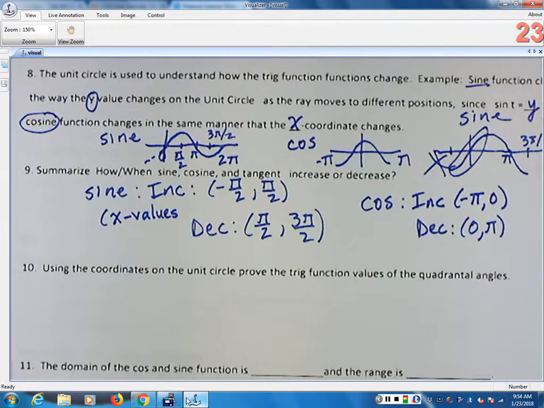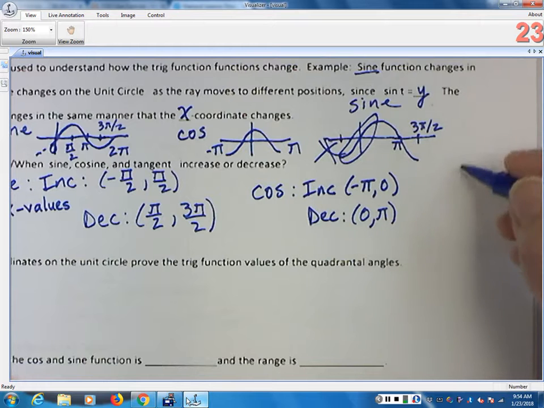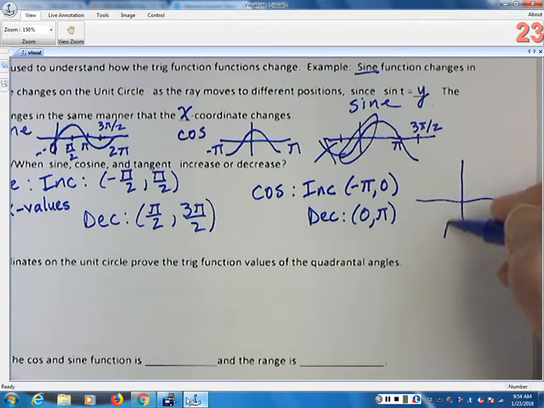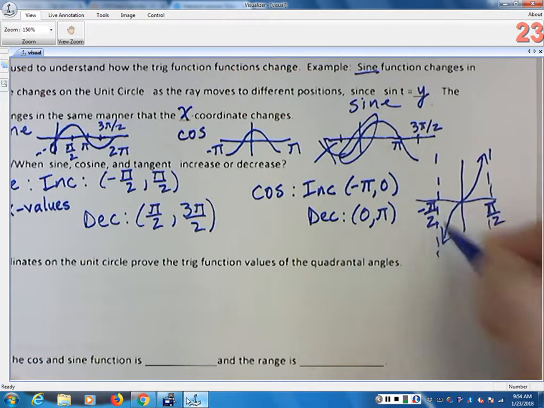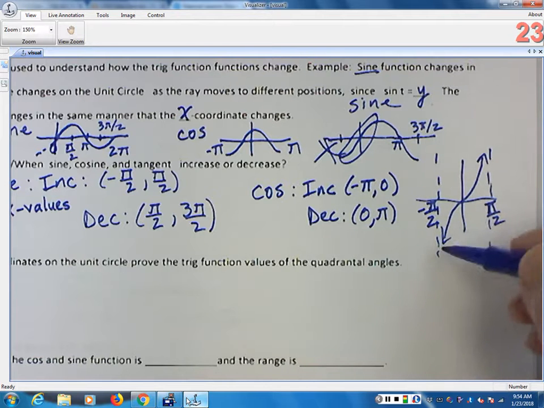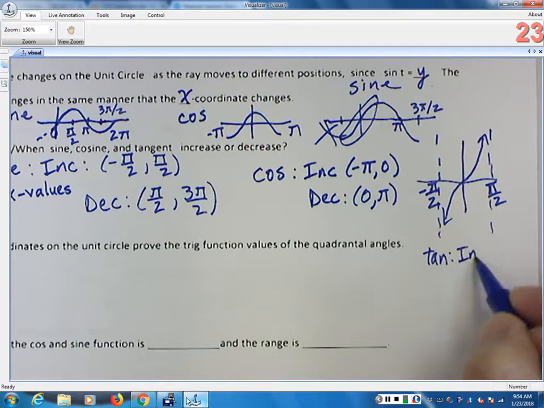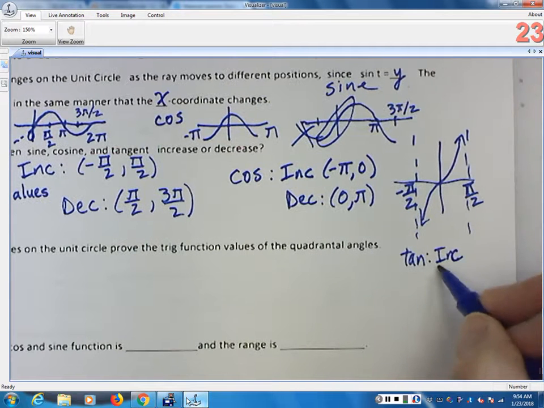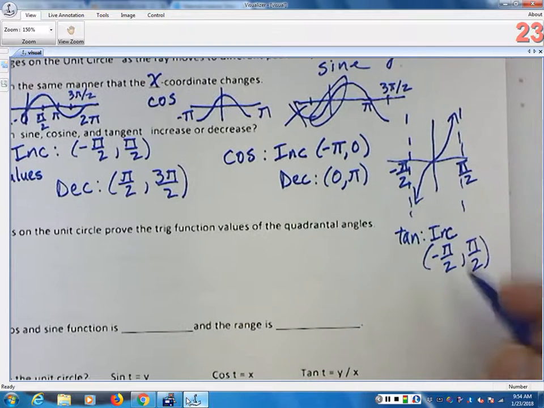And tangent. Here's what the tangent function looks like. There's asymptotes here and here at pi over 2 and minus pi over 2. So the tangent function is increasing the whole period. So tangent increasing from minus pi over 2 to pi over 2. And it's never decreasing.